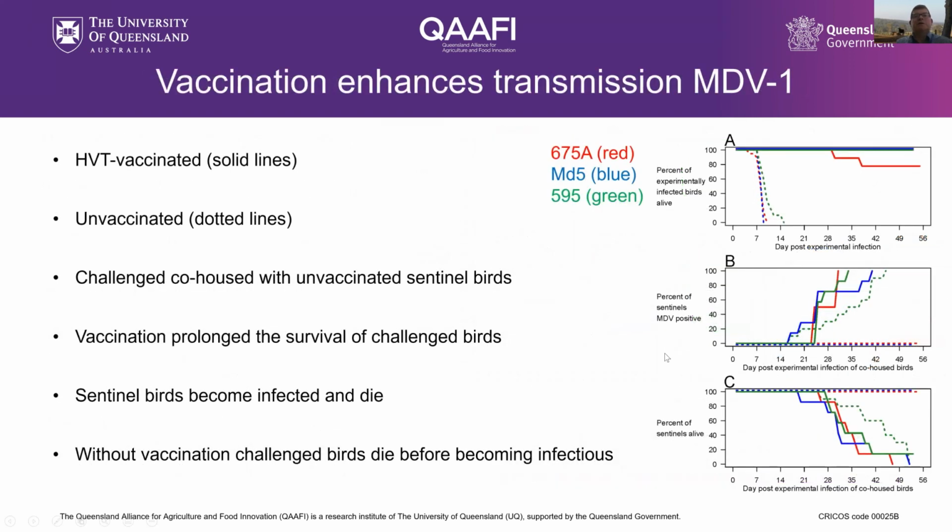And this group, in the same study, also went on to show that vaccination actually suppressed the highly virulent viruses about 100 times, to the point where, if they weren't vaccinated, again, there was no shedding or transmission of that virus to co-infected birds.